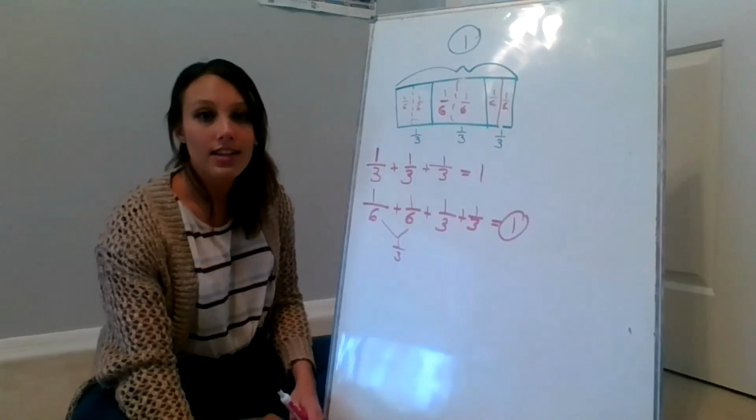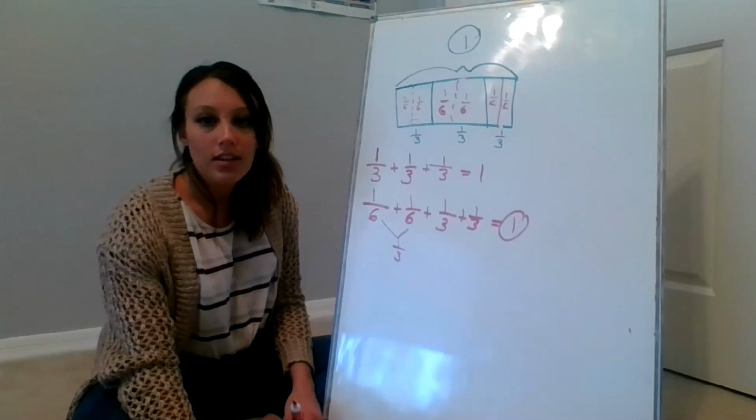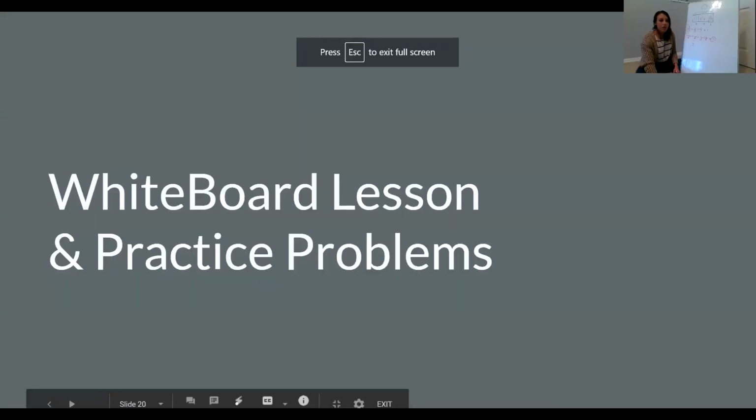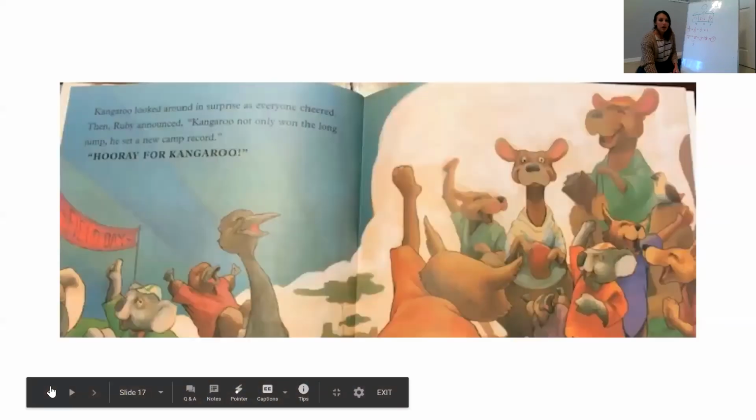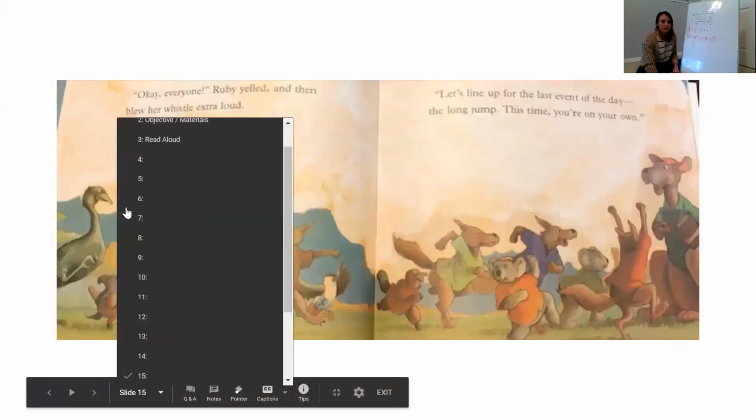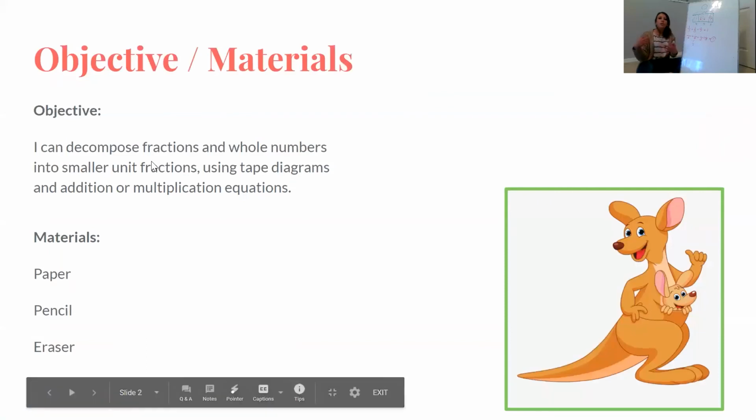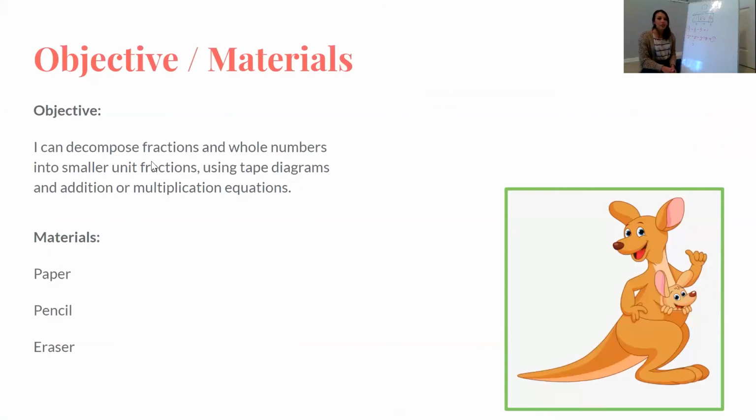Let's go back to our slide for today, and we're going to look at our overview of what we are discussing. So let's go back to our objective for today. We discussed I can decompose fractions and whole numbers into smaller unit fractions by using a tape diagram and addition or multiplication equations. So we did all that. We decomposed fractions. We looked at how fractions can get smaller or bigger, how we can add them together, or we can use multiplication or division. And we also worked with the tape diagram, which is this model right here. This is also known as a bar diagram.